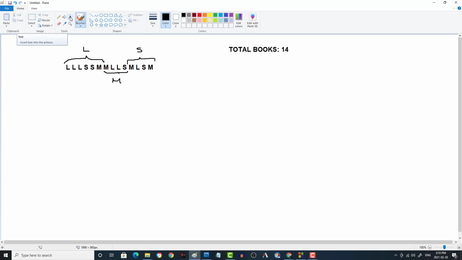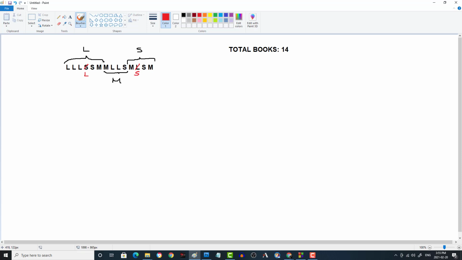Now, what you should be able to see is that the shortest way to do this would be to do direct swapping. So ideally, I would say, okay, let's look. If I have an L over here and an S over here, I could swap them, right? So if I swap this S with this L, that would be one swap and it would put them in the correct order. So an L here and an S here.